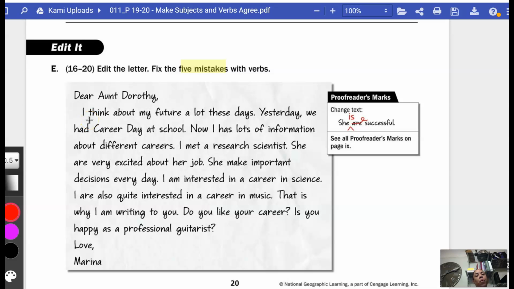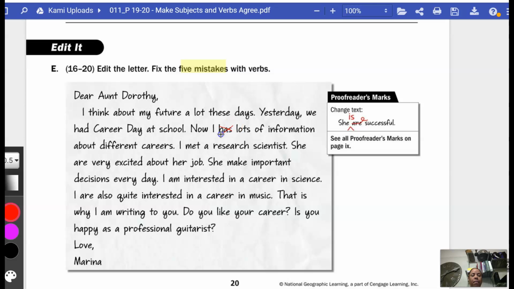Okay. Dear Aunt Dorothy. I said that funny. Dear Aunt Dorothy. I think about my future a lot these days. Yesterday we had career day at school. Now I has lots of information about different careers. Something that didn't sound right, huh? Now I has? No, that's not right. So we're going to cross that one out. It's not I has lots of information.